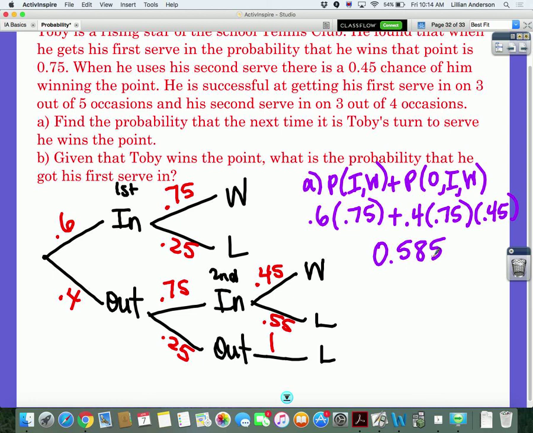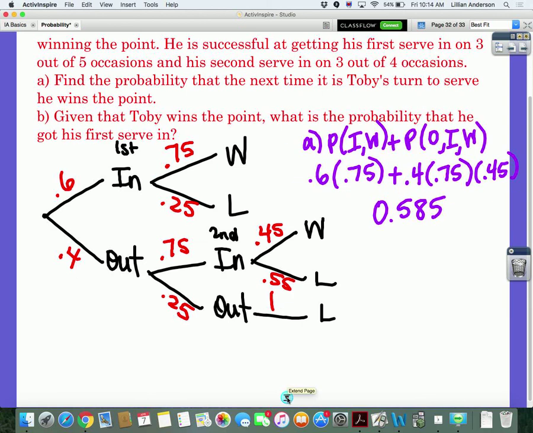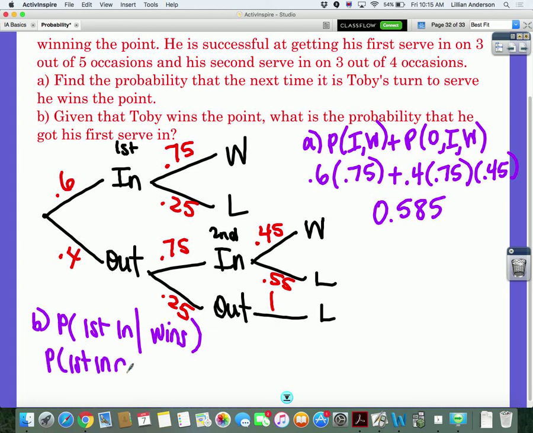Okay? Now, given that Toby wins the point, what is the probability that he got his first serve in? Again, this is another conditional probability. Okay? So we're looking at, and I'm just writing this out for those who might need this visual here, that the first serve goes in, given that he wins the point. That means we're looking for the probability that the first serve is in and he wins, divided by the probability that he wins.